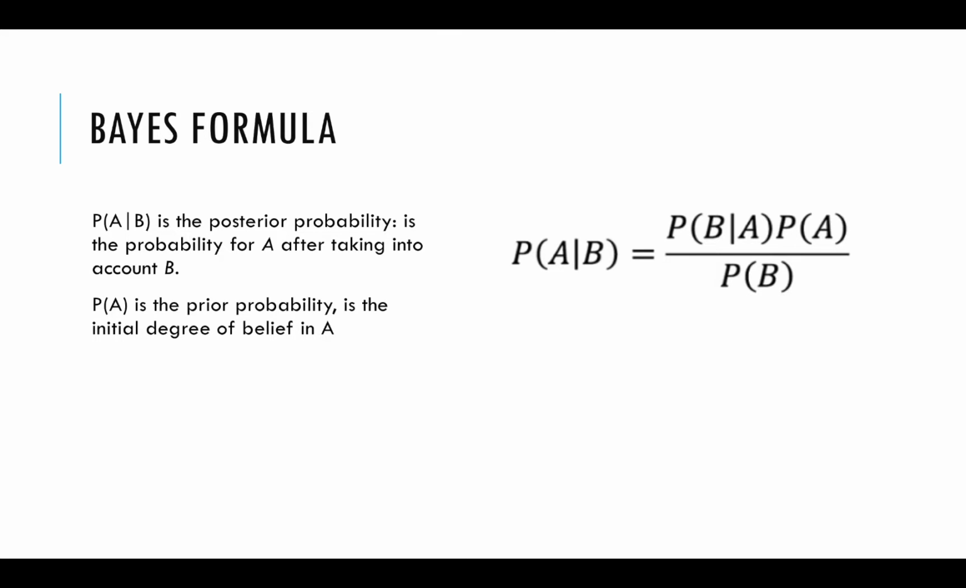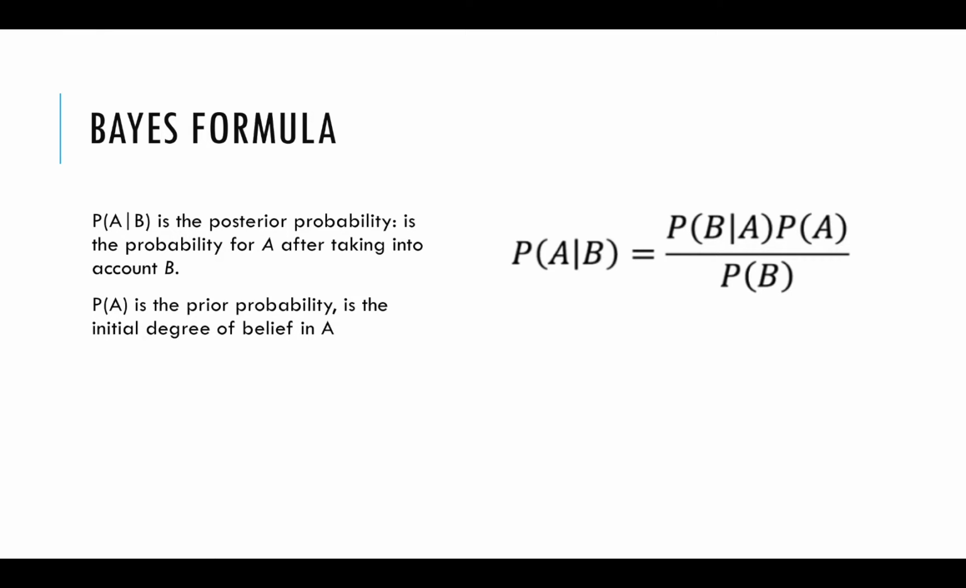Let's understand what Bayes is. This is the Bayes formula. In this formula, we have P(A given B). It means the posterior probability, which is the probability of A after taking into account B. We can also see P(A), and that is the prior probability. It's the initial degree of belief in A.